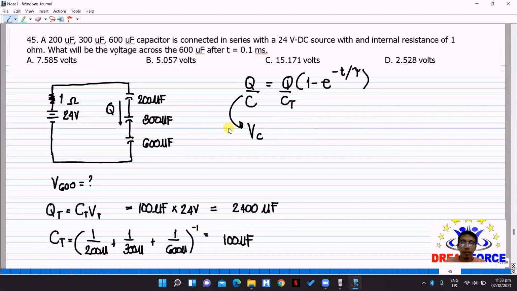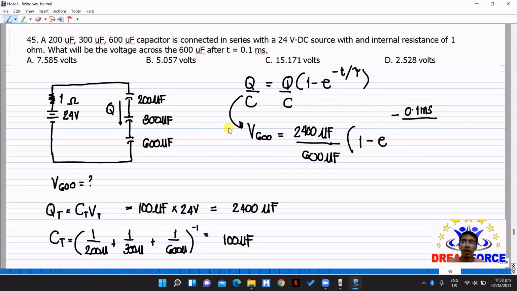Wait lang, parang baliktad ulit. Sige, isi ko na lang muna to. Okay, again yung Q over C, yan yung voltage ng ating 600 microfarad capacitor. And ito yung kanyang equivalent, that is Q. Ano yung Q natin? We have 2,400 microcoulomb divided by C. Ano yung C na yan? Yung C ng capacitor natin, 600 microfarad. Ito pa lang pala yung makuha natin kanina. Times 1 minus E raised to negative t, that is 0.1 millisecond, over tau.